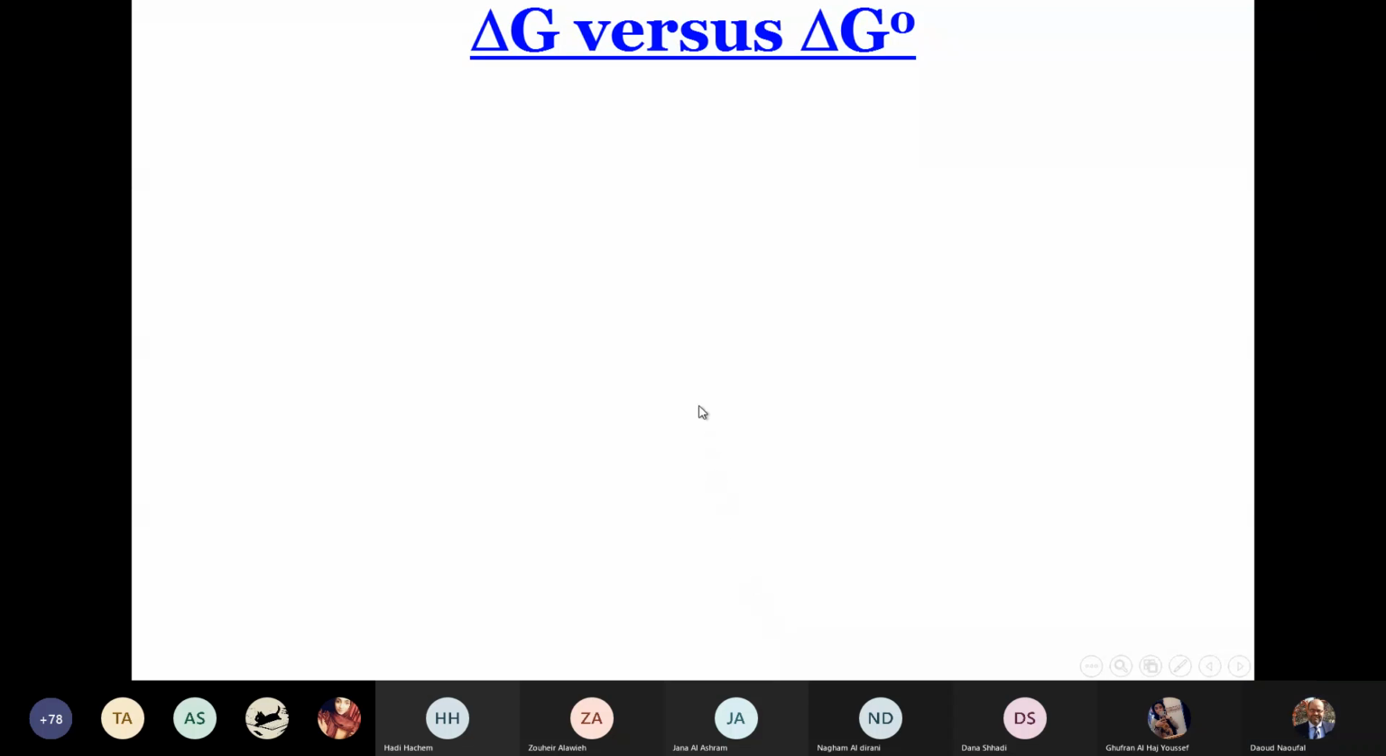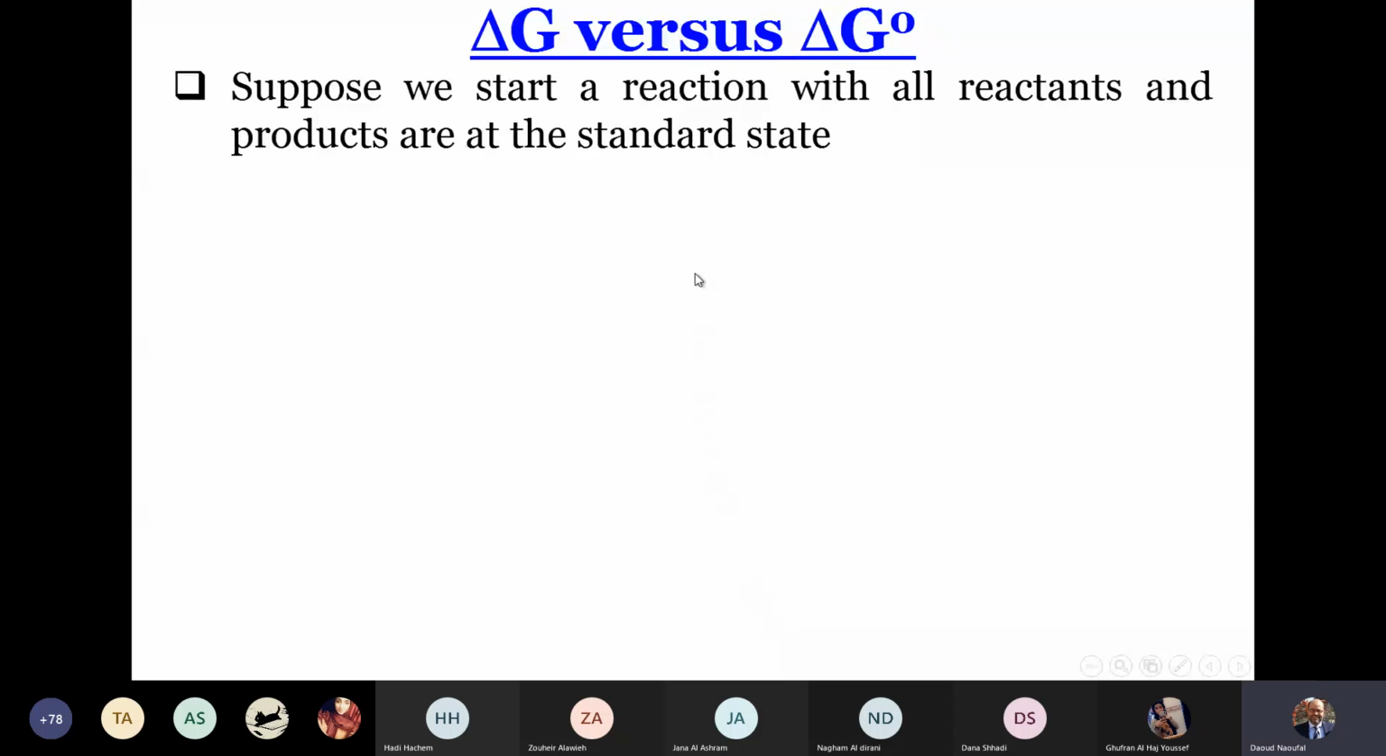Delta G and delta G0. Pay attention. If a student writes delta H or delta H0, this is the same meaning. Negative means exothermic, positive means endothermic, in the first law. In the second law, if a student writes delta S or delta S0, this is the same meaning. Delta S positive, disorder increases. Delta S negative, disorder decreases.